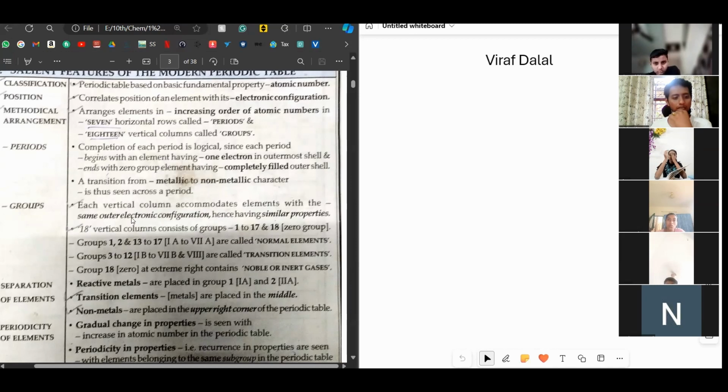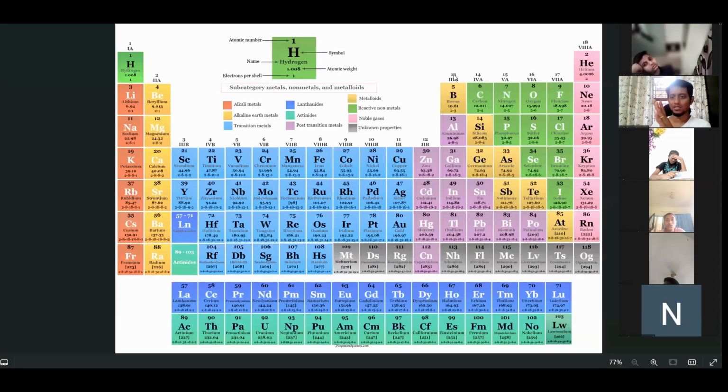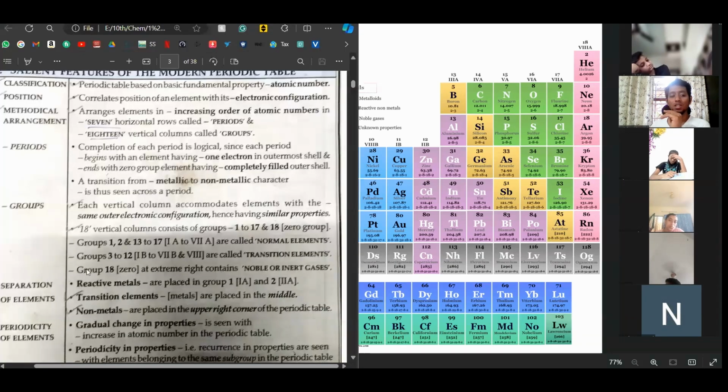Okay. Then groups 1, 2, 13 to 17. That is all the A group elements. 1A, 2A. 13 is also called 3A. 14 is 4A. 15 is 5A. Then 6A and 7A. Till here, these elements are called normal elements. Then between them, the B group elements, that's 3 to 12, are called transition elements or transition metals because they're all metals. Then group 18 or 8A or 0 group.